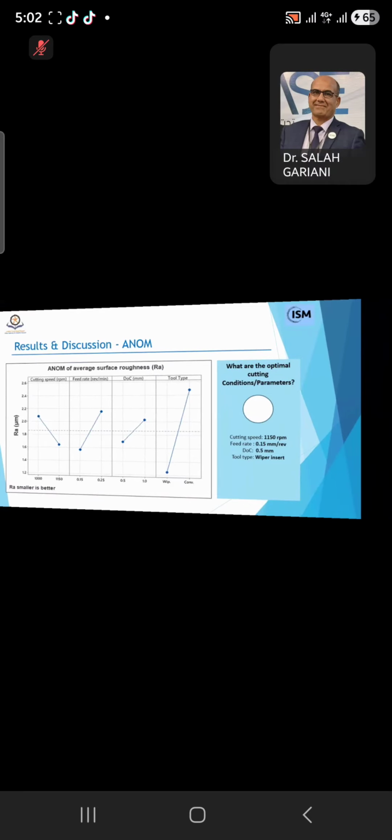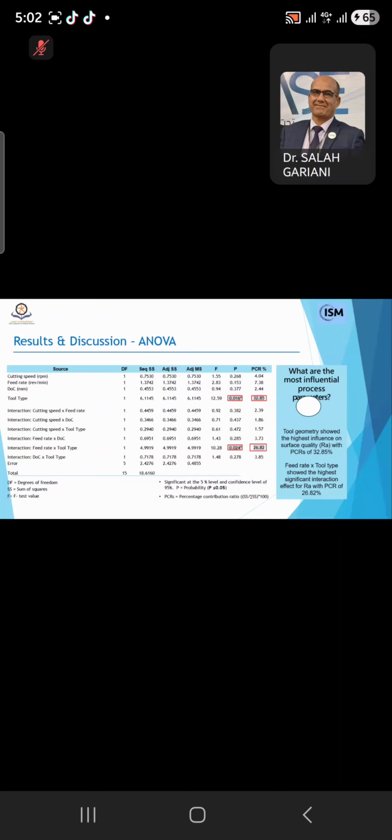This is the analysis of variance, which is called ANOVA. ANOVA shows us that tool geometry had the highest influence on surface quality, surface roughness, with a percentage contribution ratio of 32.85. That means this is the significant one. The p-value should be less than 0.05. Tool type is 0.016, which rejects the null hypothesis. That means it is significant.